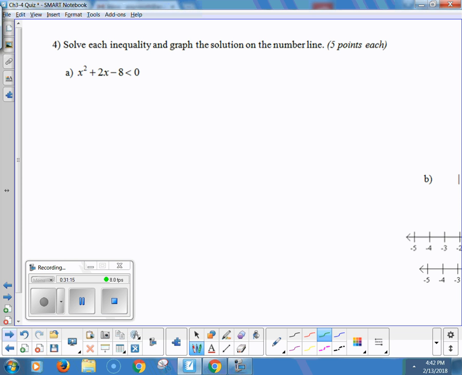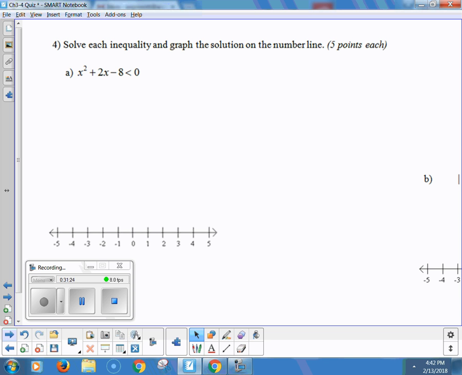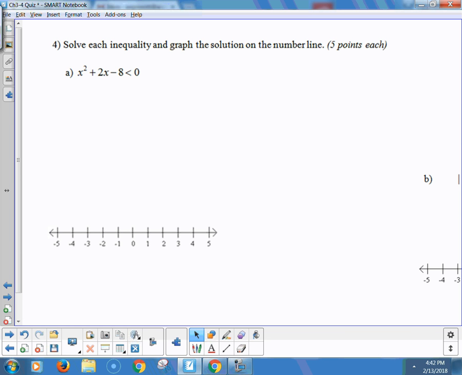Taking a look at number 4. Solve each inequality and graph the solution on a number line. Okay, well, we were given a little number line down here, and we were given this inequality. What I recommend you do when you're solving inequalities is first find some boundary points.